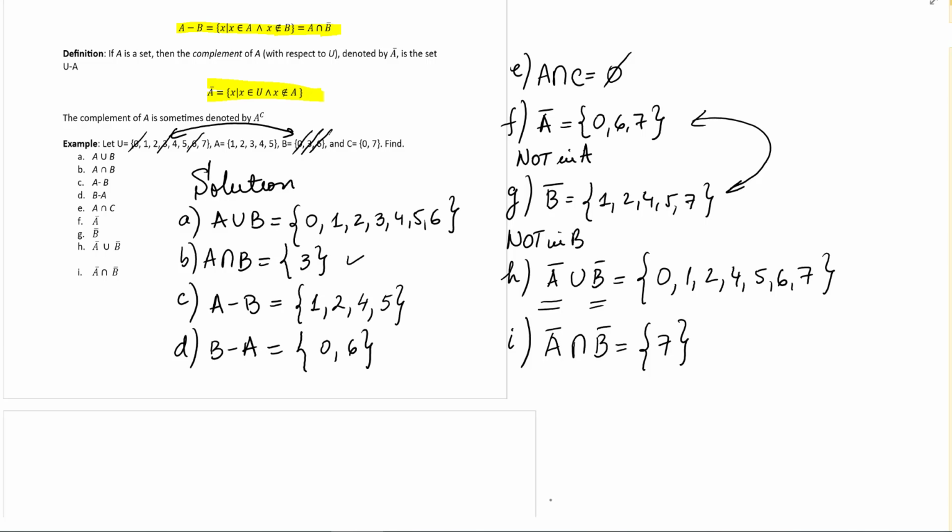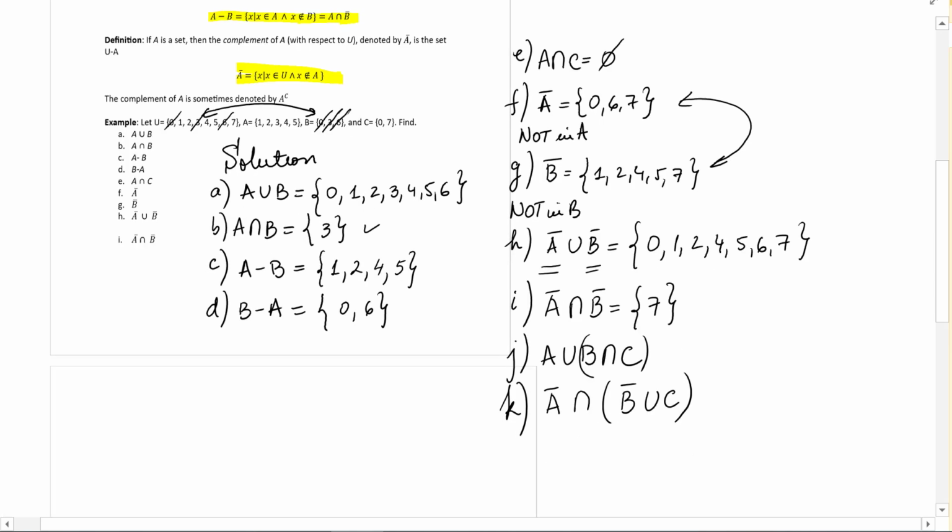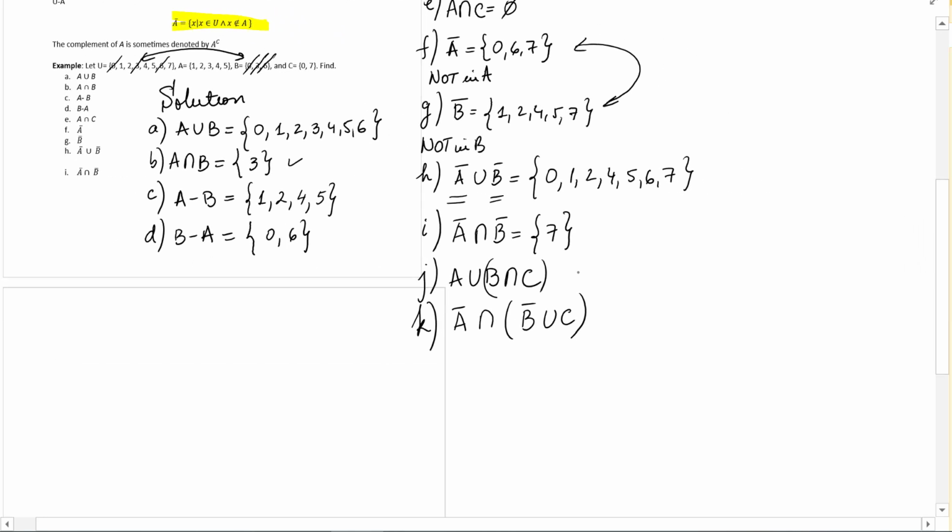And we have all kinds of other problems that we can do in this case. So we can also have, for example, J: A union B intersected with C, or K: A bar intersected with B bar union C. You know, we can have all kinds of problems. So I want you to do this on your own and bring them to me to class.